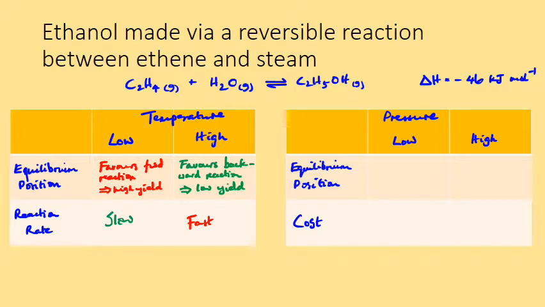Okay, so pressure in a gaseous equilibrium reaction is all about the number of moles on the left and the number of moles on the right. So let's just count up. We've got on the left 2 moles of reactants and 1 mole of products. So if you remember from our section on Le Chatelier's principle, if we increase the pressure, we're going to want to make fewer moles, which would counteract that change and decrease the pressure. Okay, so an increase in pressure is going to favour the forward reaction.